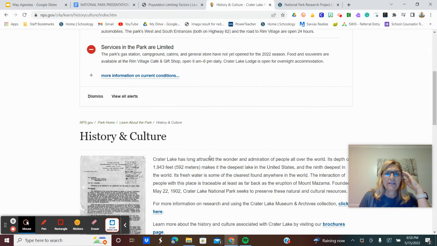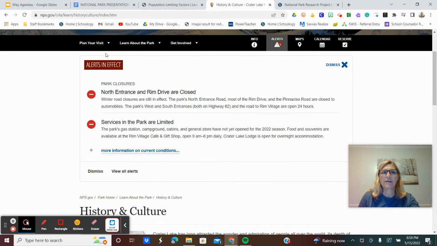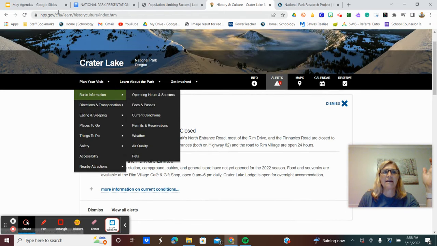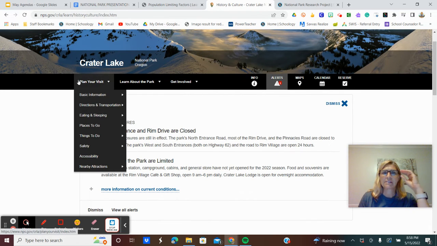And it tells us right here: Crater Lake has long attracted the wonder and admiration, and so on. It was founded, right here is the date. So when you go, you can take a look. This is a great resource right here, nationalpark.gov, but you're going to need to add some other things as well.